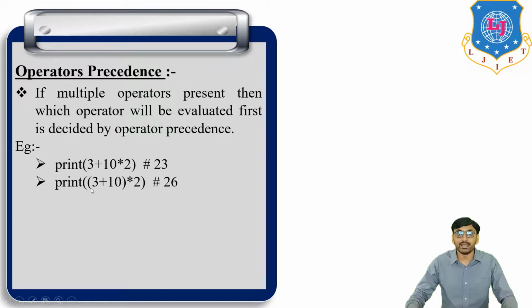Second example, print (3 plus 10) into 2. But here 3 plus 10 is inside the bracket, so it is evaluated first. So 3 plus 10 is 13, into 2, 26. So which operator will be evaluated first is decided by operator precedence.